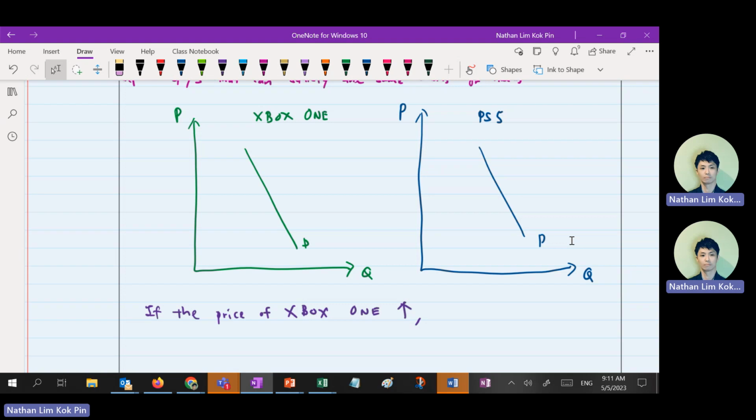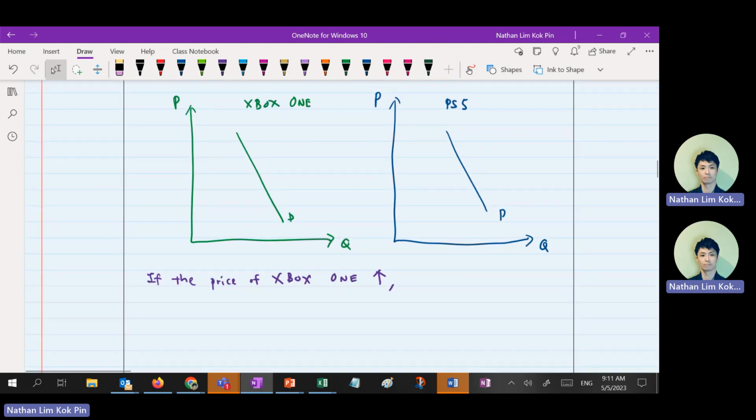What is my question? If the price of Xbox One increases, what will happen to Xbox One? If the price of the good itself increases, what will happen here? So should I use demand or quantity method to write this sentence? Quantity demanded. It cannot just be quantity. Take note.